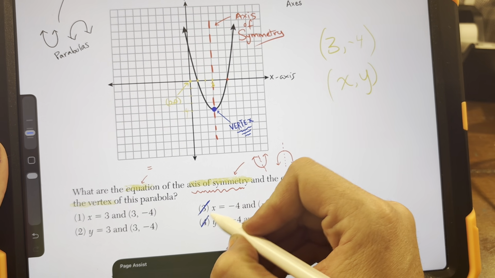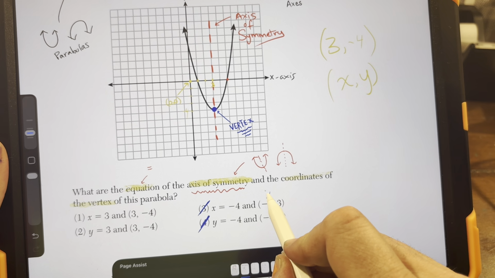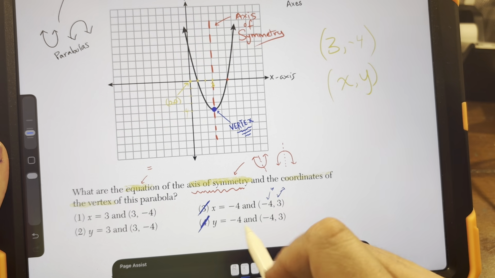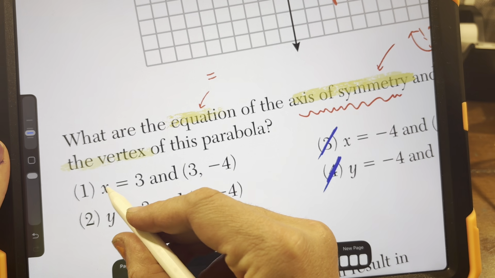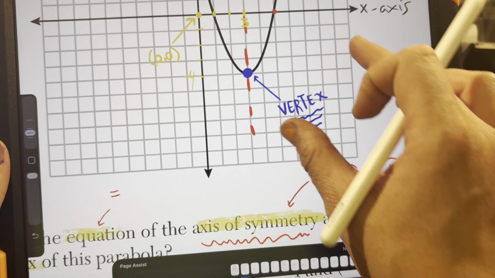It's not this one, and it's not this one. They tried to switcheroo. They put this is the y, this is the x. You can't do that. It's a trap. Now we got to decide between 2 possible equations. Is x equal to 3 or is y equal to 3? And remember, this is the equation for the axis of symmetry.